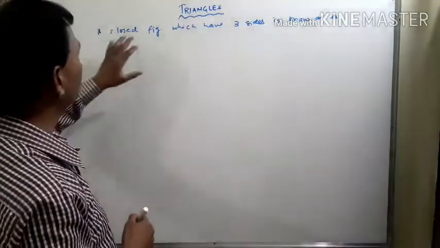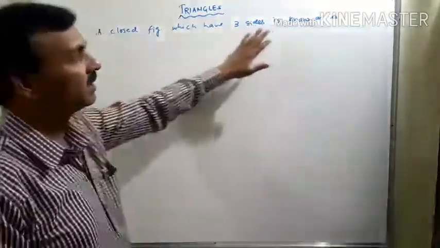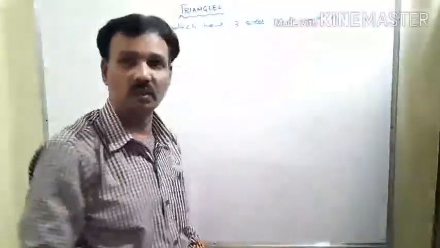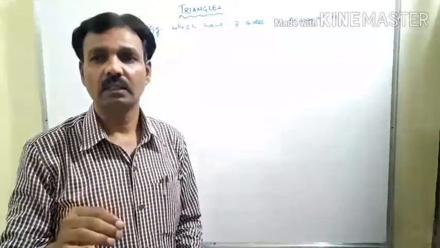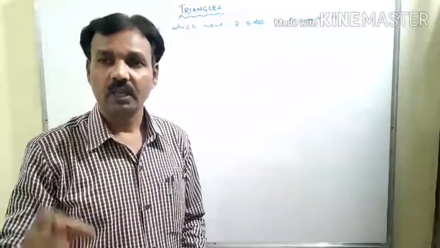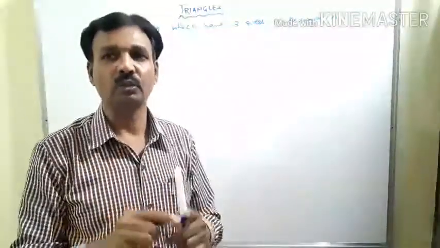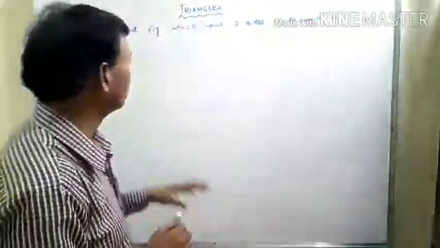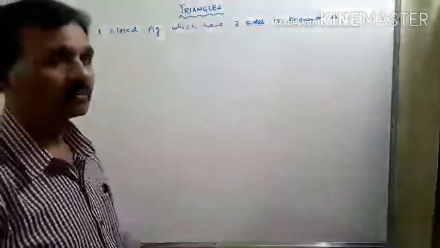Some students define a figure which has three sides as a triangle, but this definition is wrong. A figure which has three sides is not necessarily a triangle. A closed figure which has three sides, that means all three sides should be closed, then we can say that figure will be a triangle.